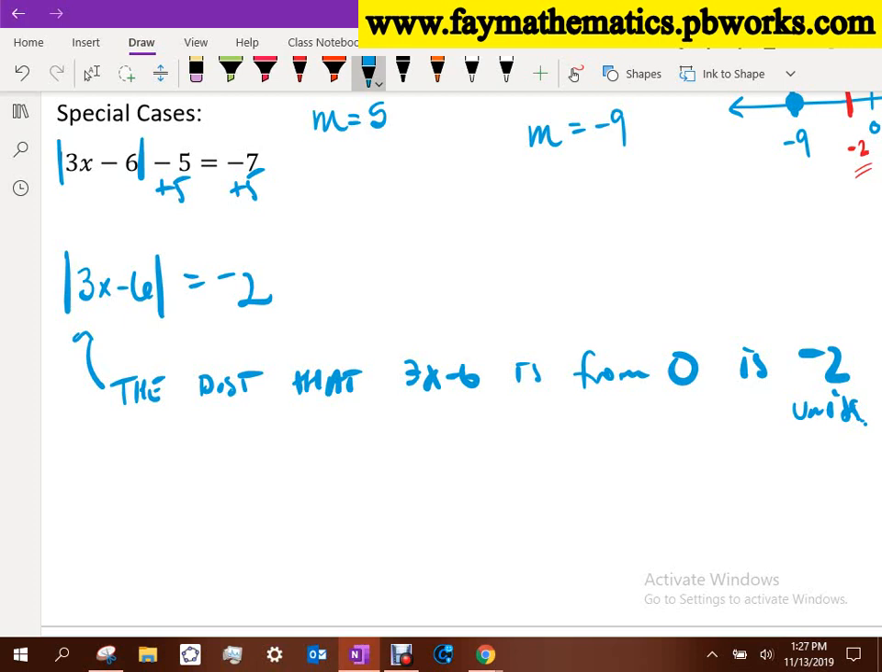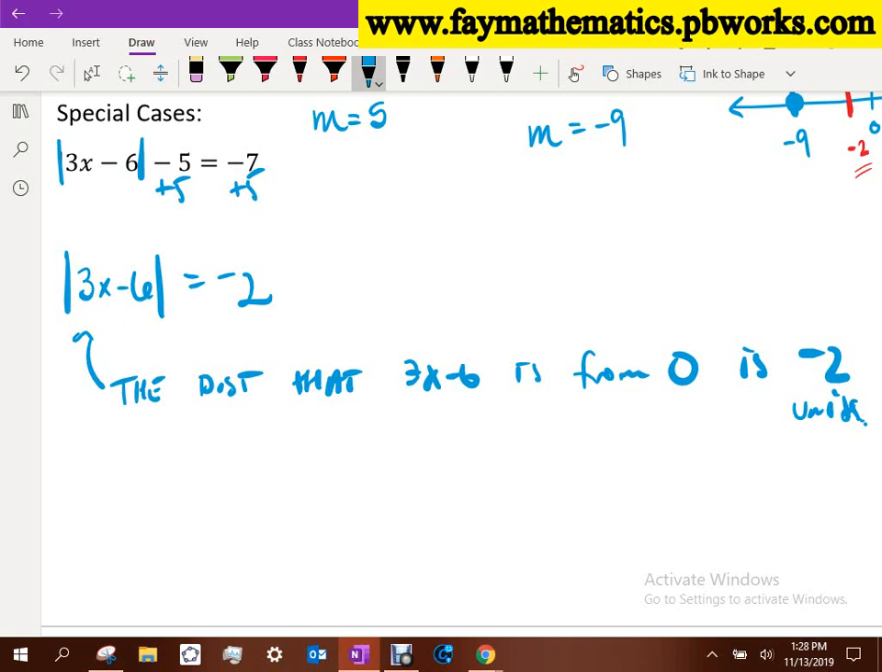Negative 2. Okay. But what's the absolute value of negative 2? 2. And this says it should be negative 2, right? See how it's not going to work? This is always going to produce a positive number, right? Absolute value always produces a positive number. There's no way that it could be negative. So that is a question that you cannot answer. That's no solution. That's what we write there. You're going to see those. They're going to try to trick you.